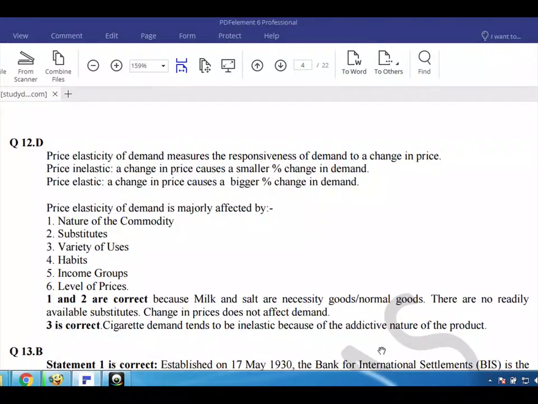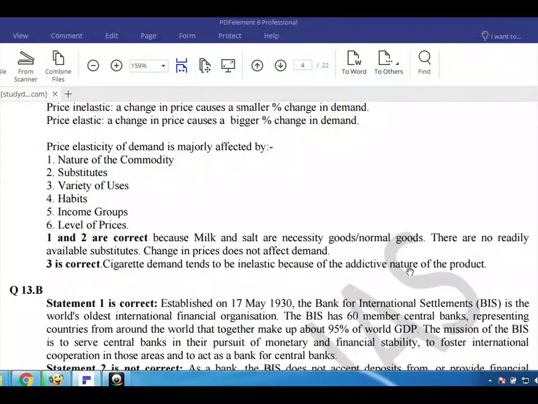There are no readily available substitutes. Change in prices does not affect demand. 3 is correct. Cigarette demand tends to be inelastic because of the addictive nature of the product.